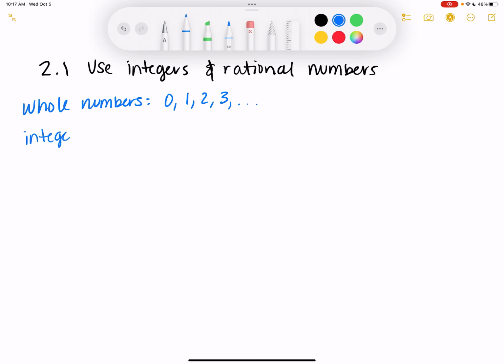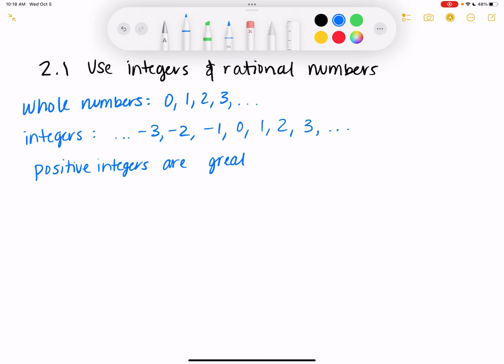But integers, we have -3, -2, -1, 0, 1, 2, 3, and so on. Positive integers are greater than 0. Negative integers are less than 0.